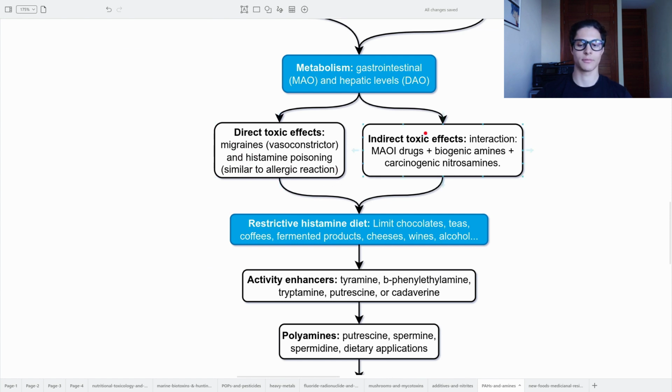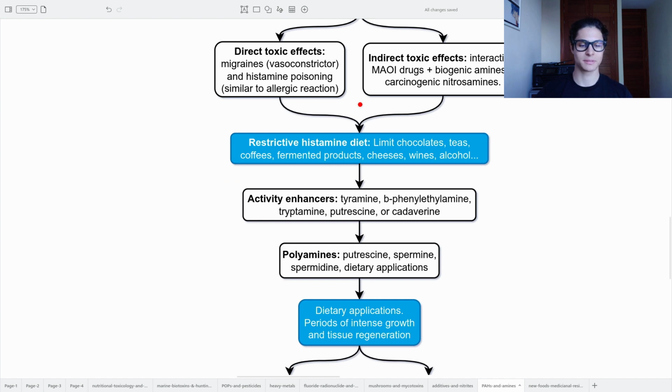The indirect toxic effects include the interaction with monoamine oxidase inhibitor drugs, biogenic amines, and carcinogenic nitrosamines. And you have to know that to avoid these problems, there is also a restrictive histamine diet in which we limit chocolates, teas, coffees, fermented products, cheeses, wines, and alcohol.